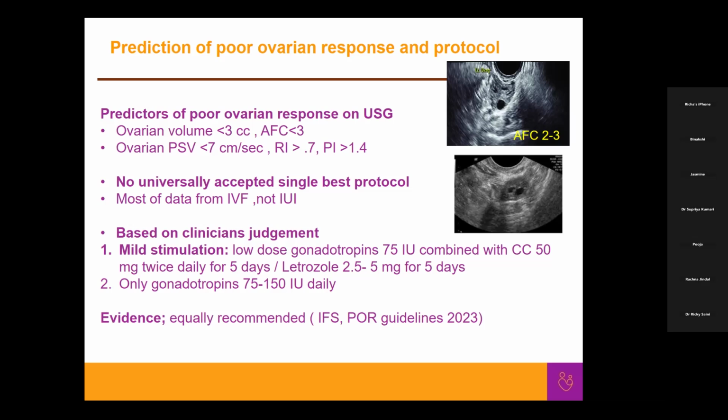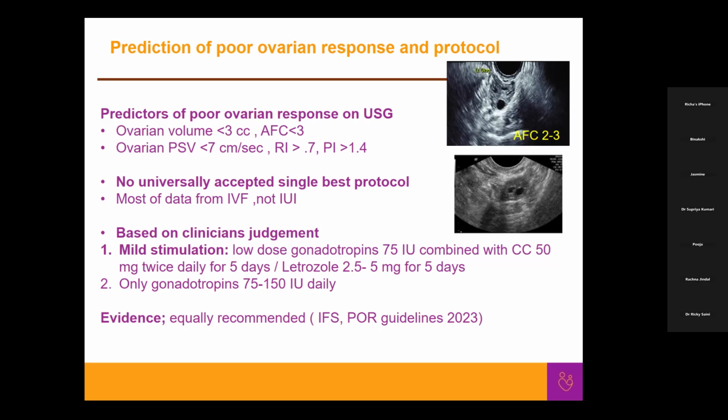If RI is high, meaning the resistance to flow in the ovary is high, that again means this ovary is not going to give you a good number of follicles. I always try to make sure that everybody should learn how to assess PSV and RI, because this is one of the major predictors of ovarian response. It's very important, and it's easy to do on the ultrasound. Obviously it requires a learning curve, but once you know it, you can predict ovarian response very easily.